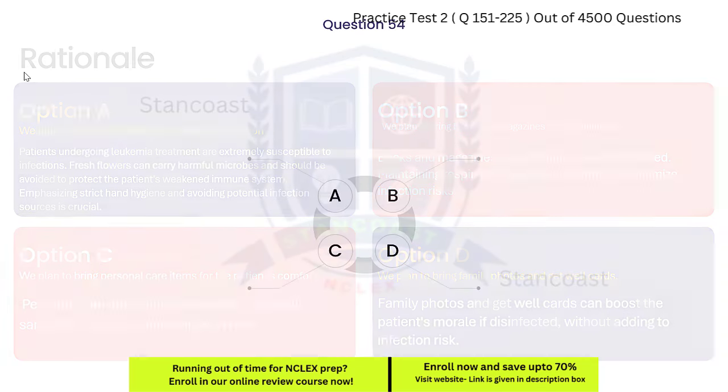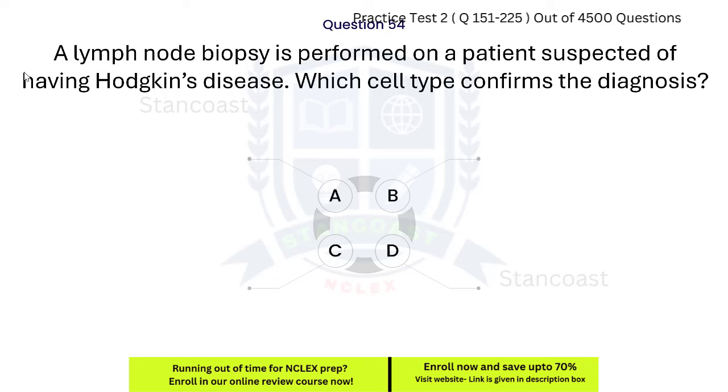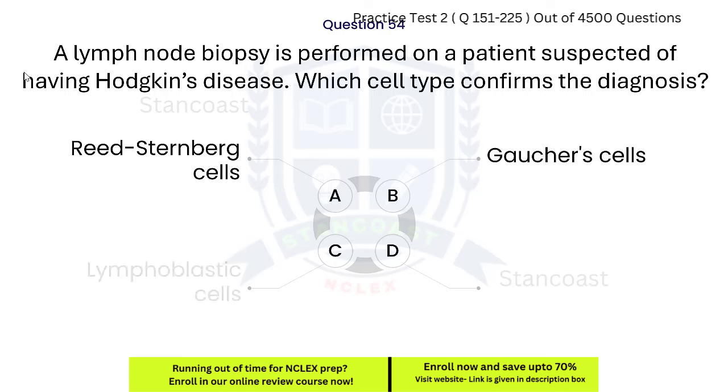Next up, a lymph node biopsy is performed on a patient suspected of having Hodgkin's disease. Which cell type confirms the diagnosis? A. Reed-Sternberg cells. B. Gaucher's cells. C. Lymphoblastic cells. D. Reeder's cells. Think about the hallmark cells of Hodgkin's disease. The correct answer is A.